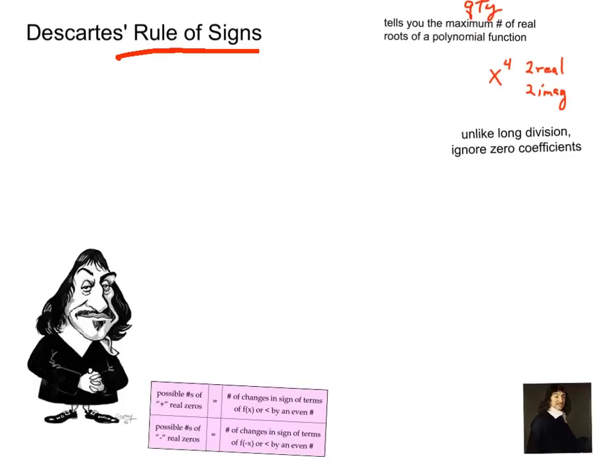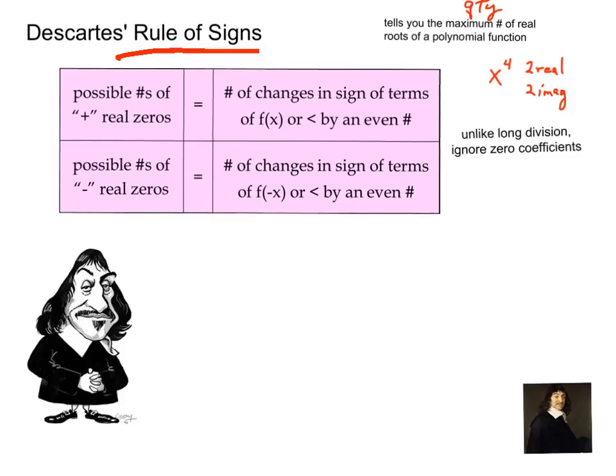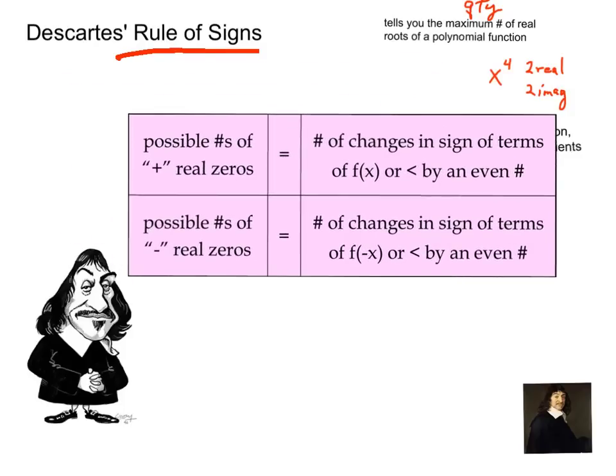And here is his rule. The possible number of positive real zeros. It breaks it down into whether they're positive reals or negative reals. The way we figure out the number of positive real zeros is it's the number of changes in sign of the terms of our function f of x, or less than that by an even number, namely 2. All right, and I'll show you what we mean by that.